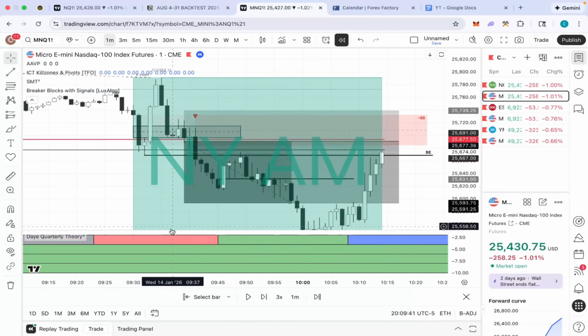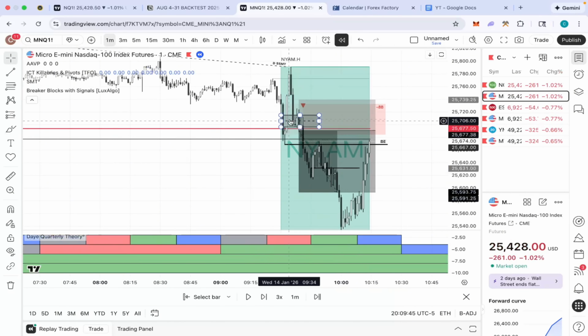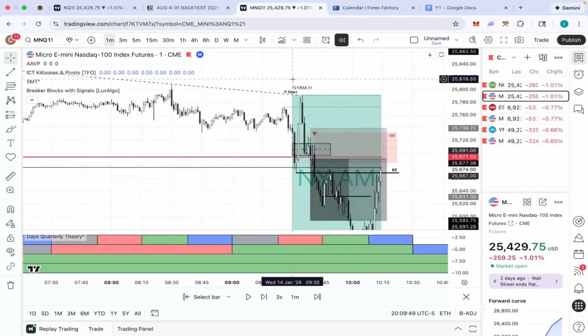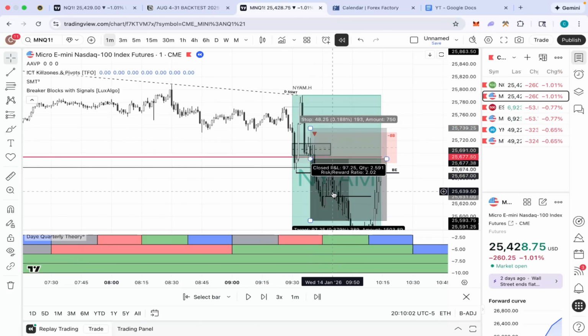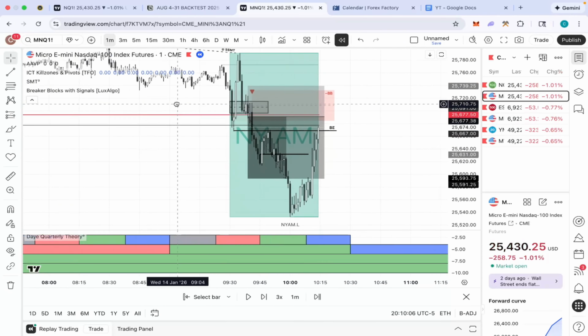But what set me to just get in is the fact that we expanded. NQ obviously failed to continue up and manipulate, so I knew that the YM manipulation that we saw at 9:30 was the true manipulation. And as you could see, this is a little internal sweep. So we were pushing up, price continued to go lower. We inverse this whole fair value gap. Then we had a one minute BPR here.